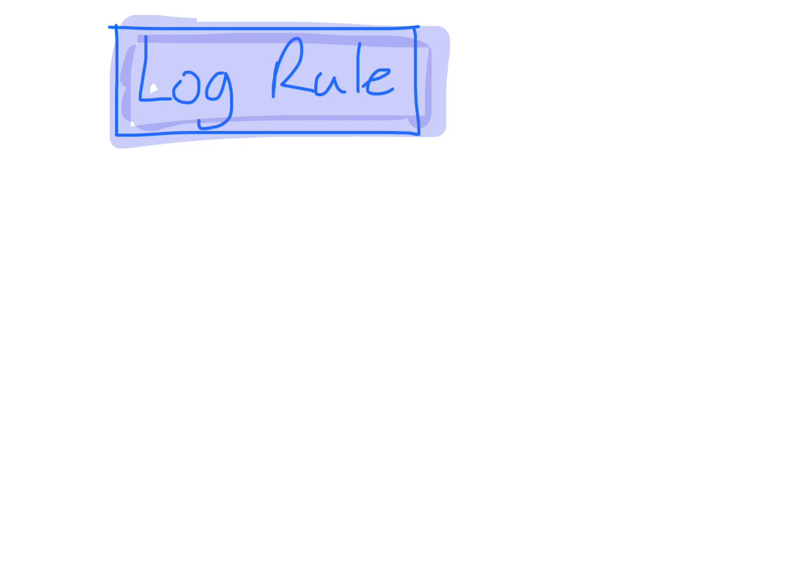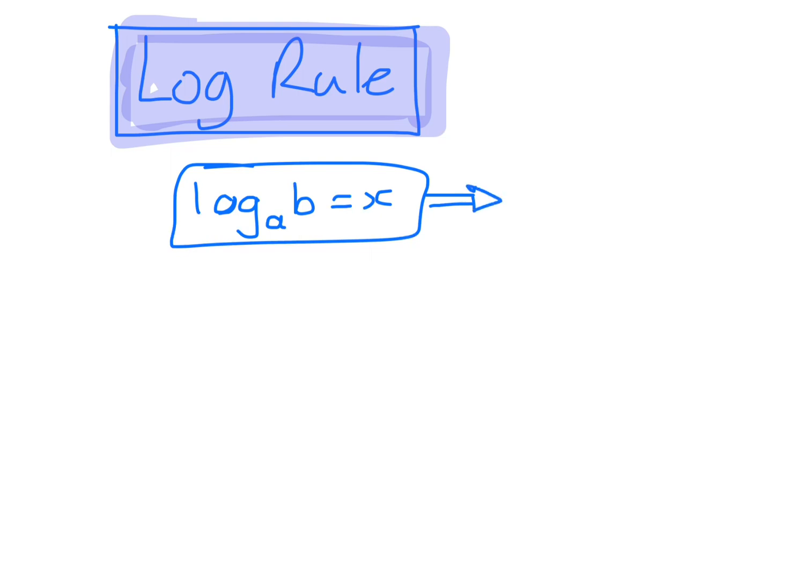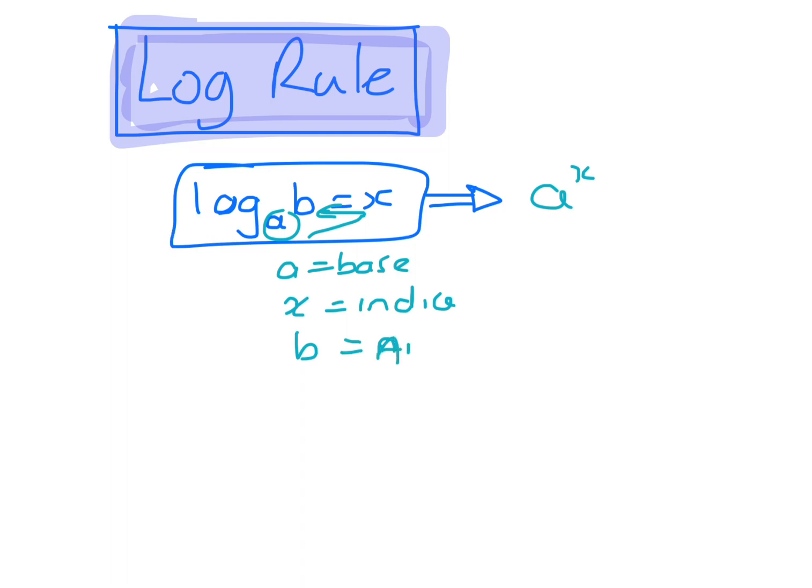Okay, I'm just going to run through some of the basic log rules. So, the first one: if you have log base A of B equals x, then the basic rule is that A, so that's the base, to the x, that's the indice. So A to the x, the base to the indice, will always equal B, which is the number or the answer, when you raise that base to that indice.